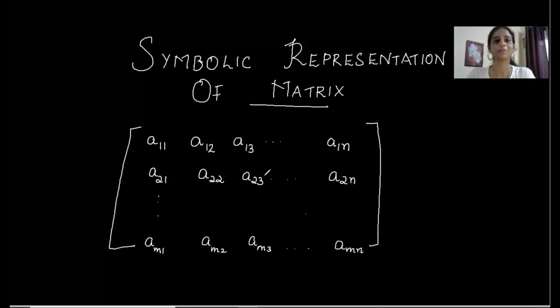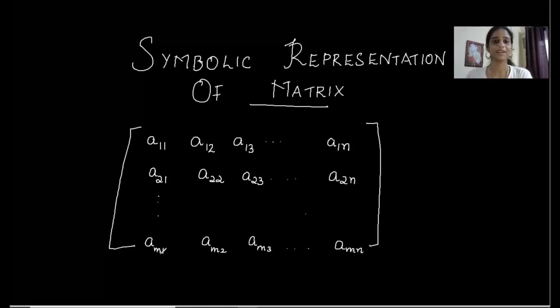This is the symbolic representation of a matrix, where A11 is the intersection of first row, first column, A12 the intersection of first row, second column, like that. Amn is the intersection of mth row, nth column, where m is the final row number and n is the final column number. A13, intersection of first row, third column, like that.